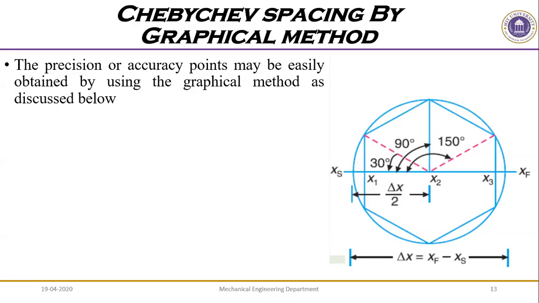In this case, you have to find out up to 3 precision points. That's why we have drawn a hexagon. If it is up to 4 precision points, then we have to draw a regular octagon, and then from each and every corner, we have to draw a perpendicular.